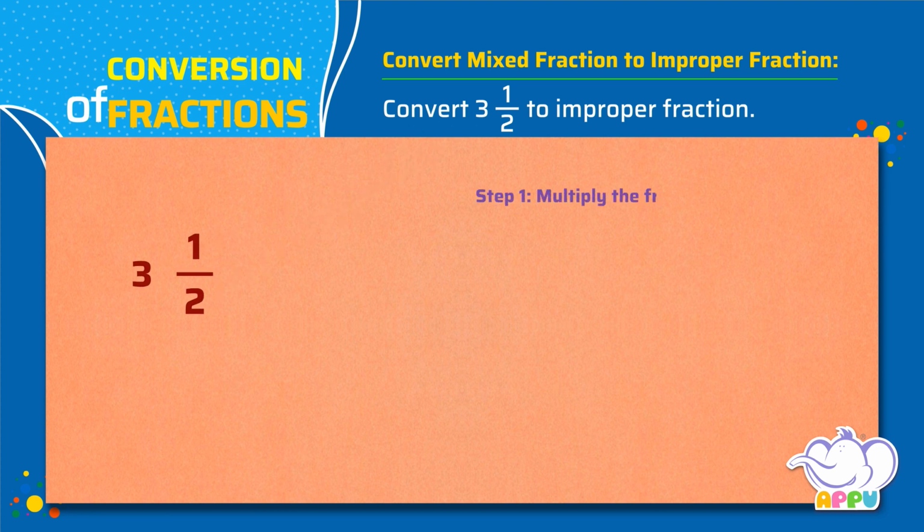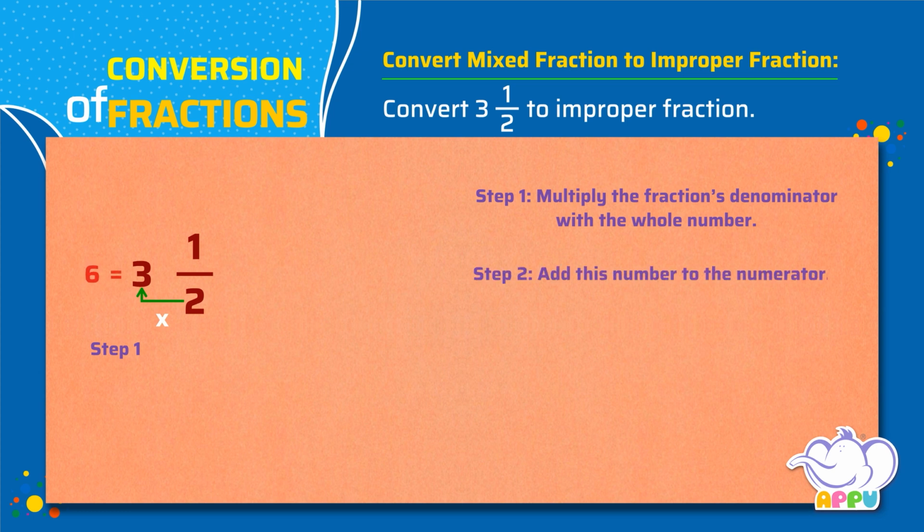Step 1. Multiply the fraction's denominator with the whole number. Here, 2 times 3 equals 6. Step 2. Add this number to the numerator. This is the new numerator. Here, 6 plus 1 equals 7.